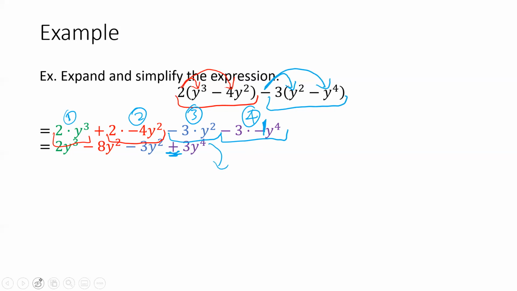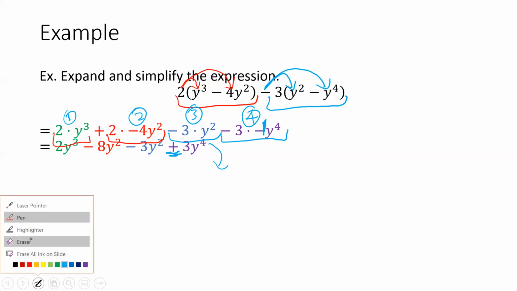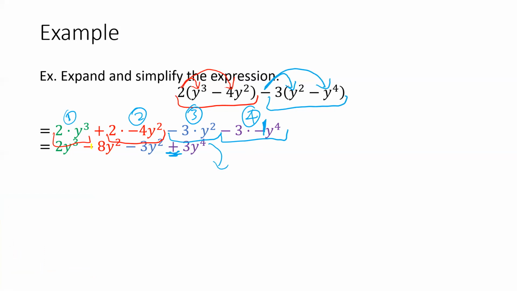And my two like terms, hopefully you can see it here, and I'm just going to highlight it, are -8y squared and -3y squared. So because those are my two like terms, I can simply add them up, and that becomes -11y squared. And again, to add up like terms, I just simply add the coefficients in front. So I add -8 and -3. So -8 plus -3 gives me -11. And that's why I ended up with -11y squared. So I hope that makes sense so far.